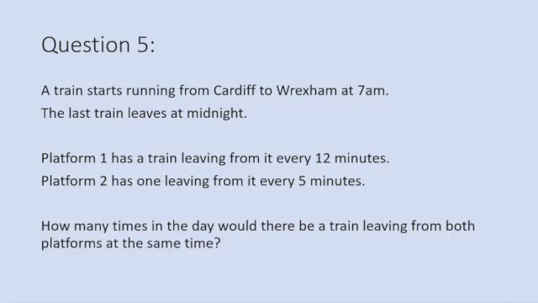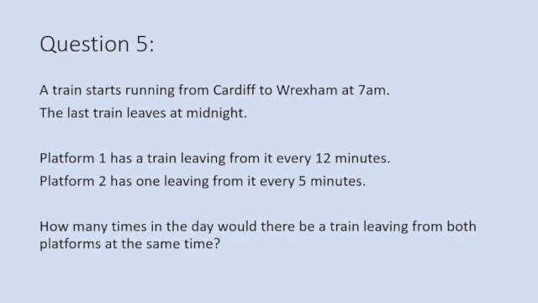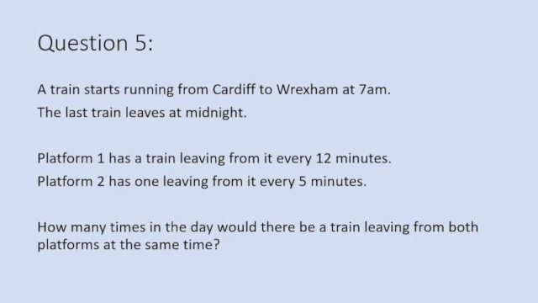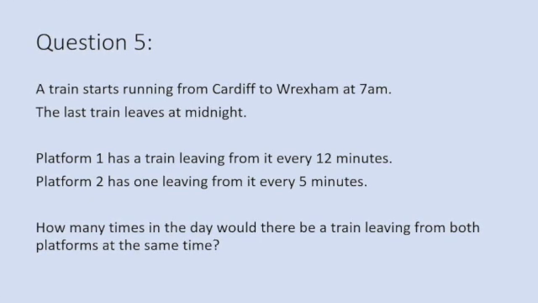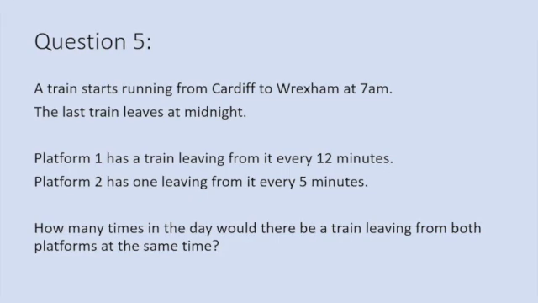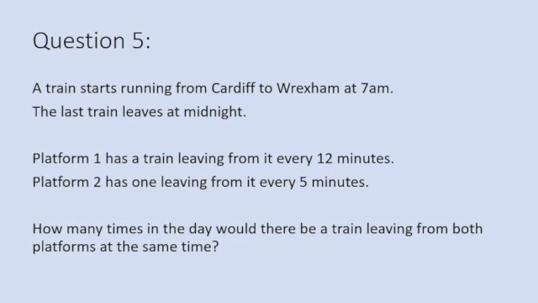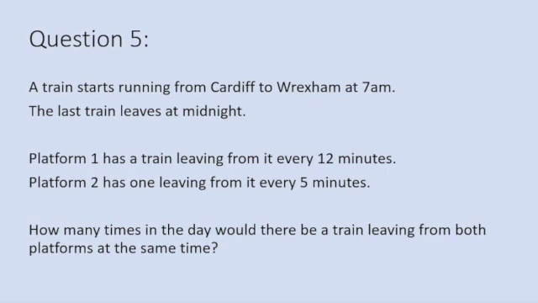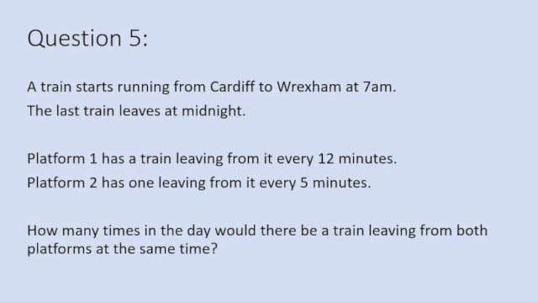So here's our final question for today, question 5. A train starts running from Cardiff to Wrexham at 7 a.m. The last train leaves at midnight. Platform 1 has a train leaving from it every 12 minutes, and Platform 2 has one leaving from it every 5 minutes. The question I'd like you to think about is, how many times in the day would there be a train leaving from both platforms at the same time?